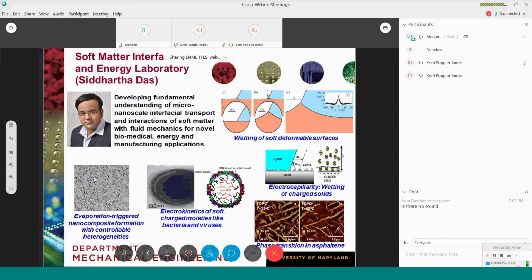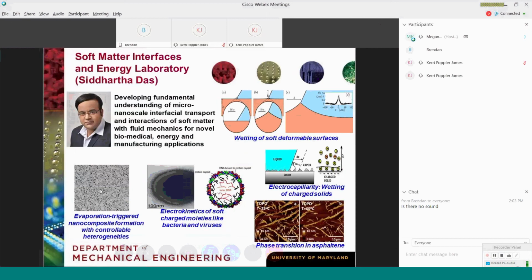And over here, he's showing this evaporation-triggered nanocomposite formation. The idea is that when the evaporation occurs, you get this distribution of little tiny drops, and when that all dries out, you're making a material out of it, and you'd like to control the distribution of droplets, etc. And so that's a very hot area of research at the present time.